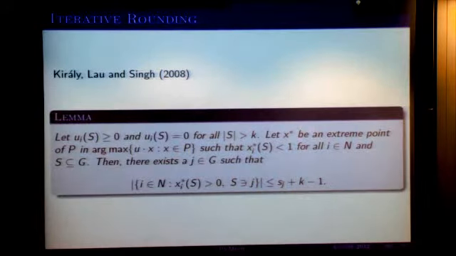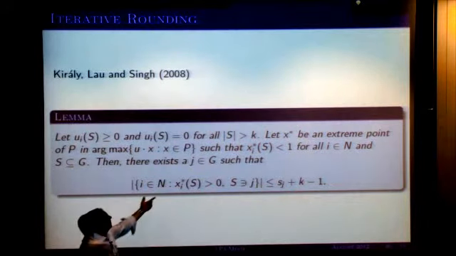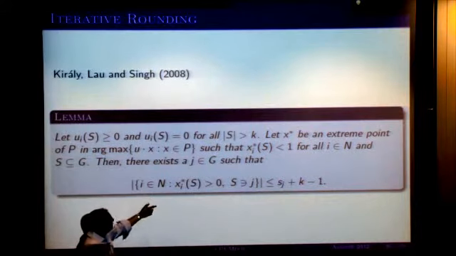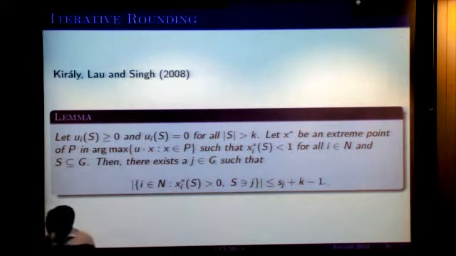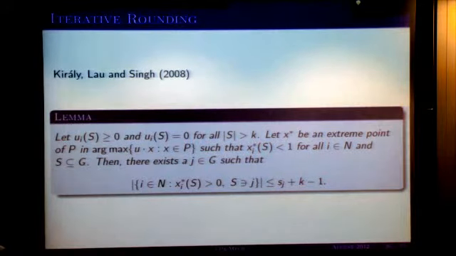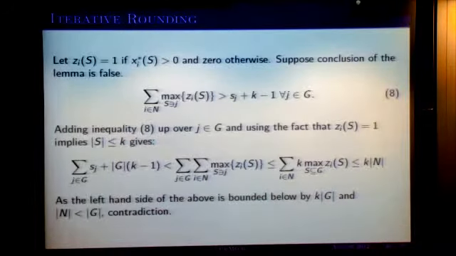And how do we know this is true? The following lemma is from Király, Lau, and Singh. So we just reworded it, and it tells us that there exists such an agent. In other words, if there are no variables set to 1, then you've got to have one of these. One of these things has to be true for at least one of the goods. Given that time is short, I'll skip the proof. Our proof is different than the original proof.